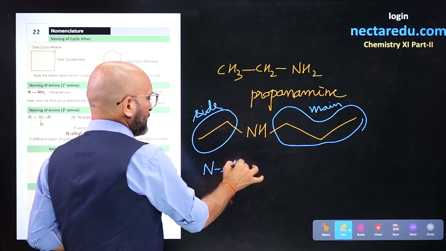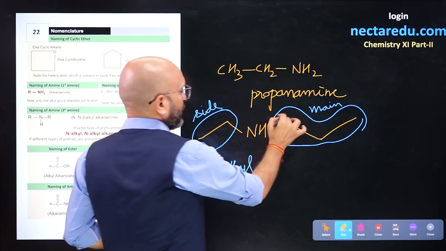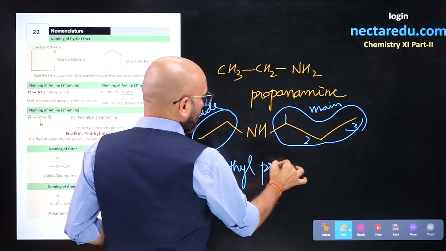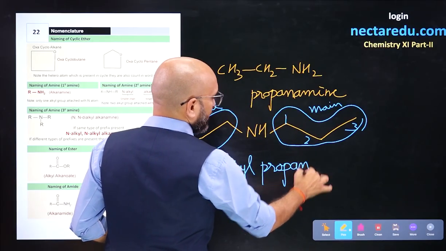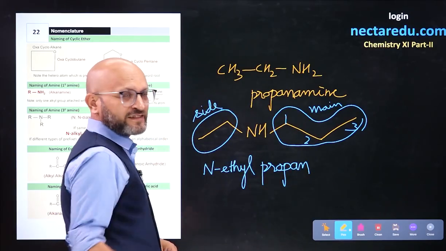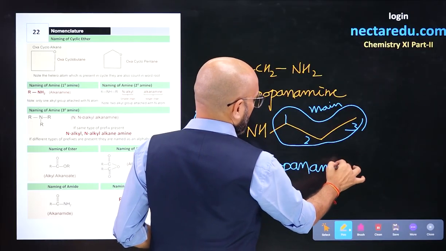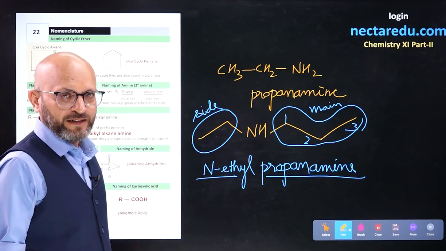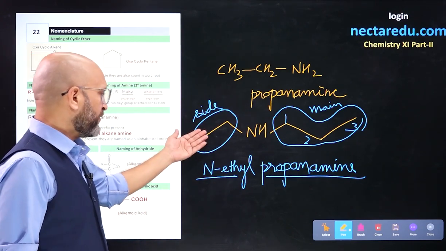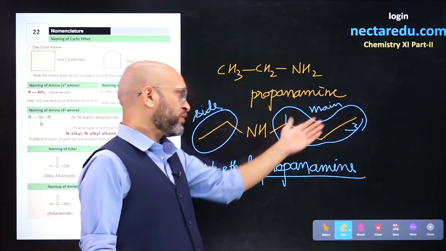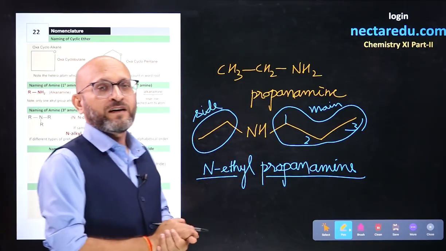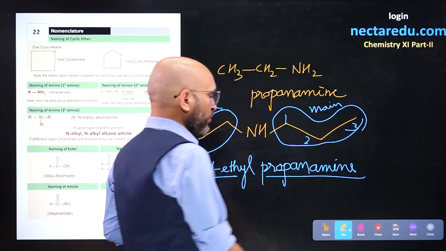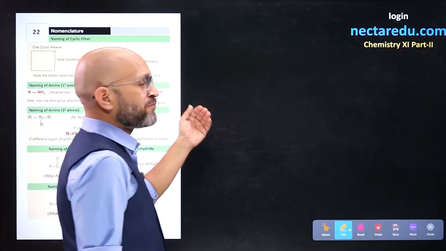So N-ethyl, and in this main chain we have 3 carbons. So the root word is prop, and single bonded, so it will be an, and we will drop E because amine is coming. So the name is propanamine. So N-ethyl propanamine because it is a secondary amine, right? If you have a one carbon side chain and a 4 carbon main chain, what will you say? N-methyl butanamine. Alright, that is how naming of secondary and primary amines is done.